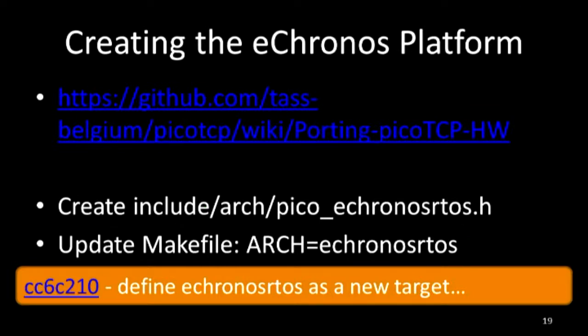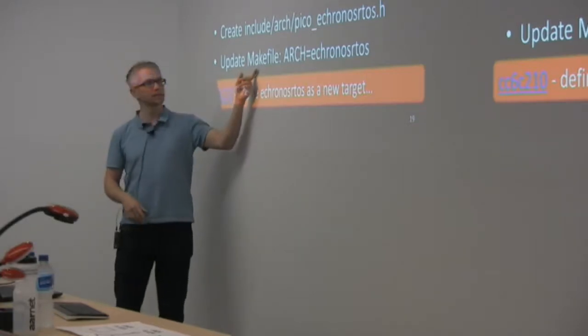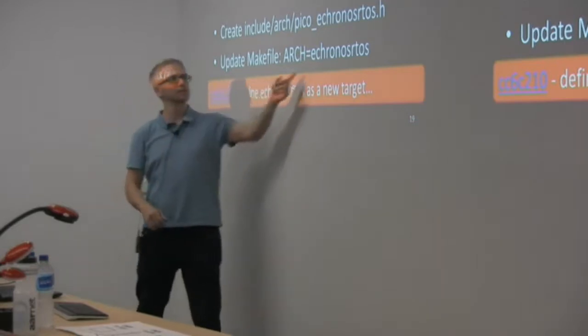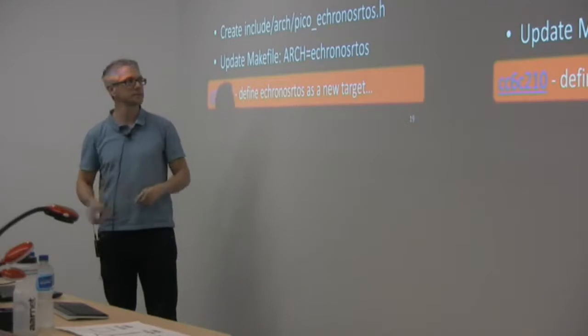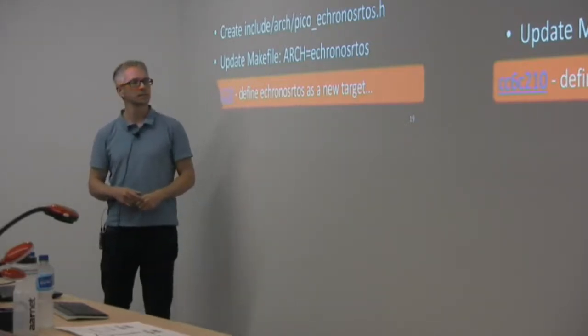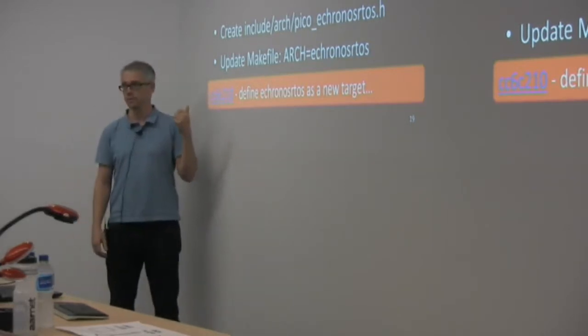All right, so as I said, porting Pico TCP in general is actually also nicely described on the wiki of Pico TCP. And what it basically says is you need to do three things. You need to create your platform that you want Pico TCP to port to as a build target platform. And there are two steps to do that. You need to create an architecture-specific header file that contains some definitions and some function implementations that are specific to your particular platform and that Pico TCP requires in order to run. We need to update the makefile a little bit to get make to understand that there is now a new target platform. That's just a little bit of syntactic games, and that's pretty much it. I did that work for you, so you don't have to type that in.